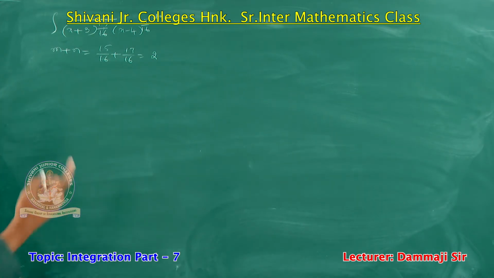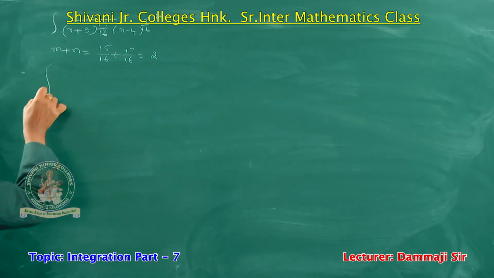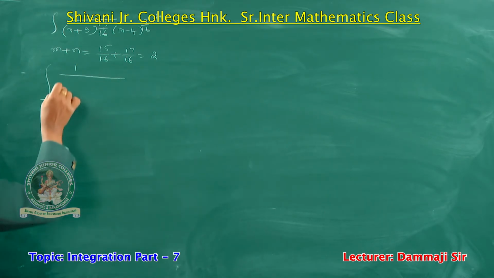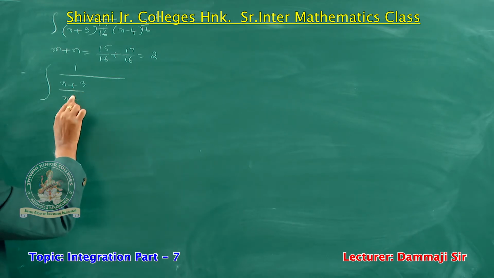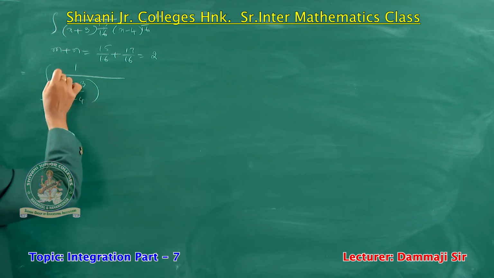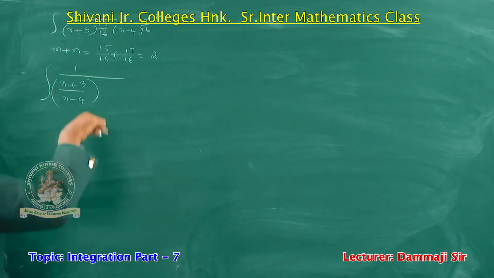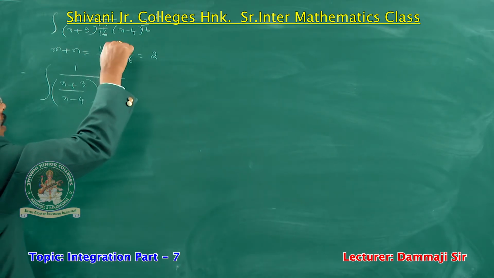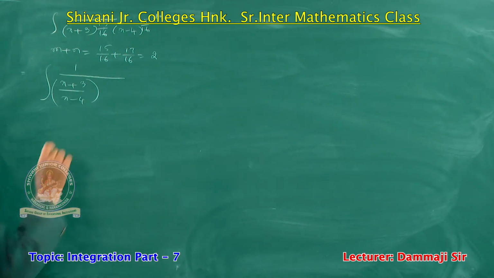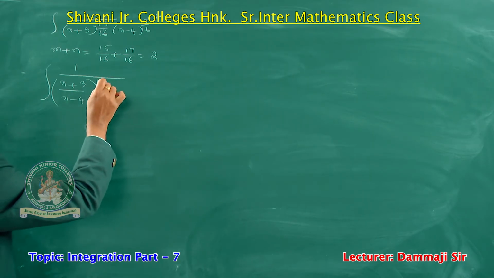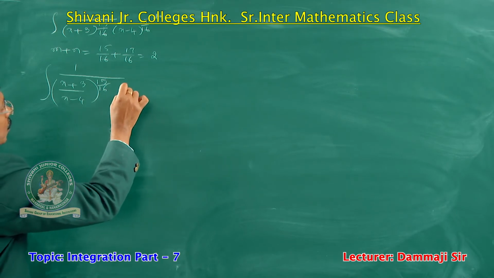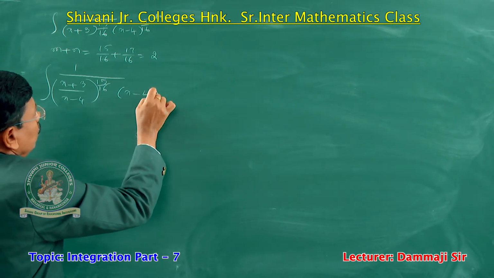Now we have the process: (x plus 3) by (x minus 4) whole power 15 by 16 or 17 by 16. So now you can reduce it to the formation whole power 15 by 16 into (x minus 4) whole square.